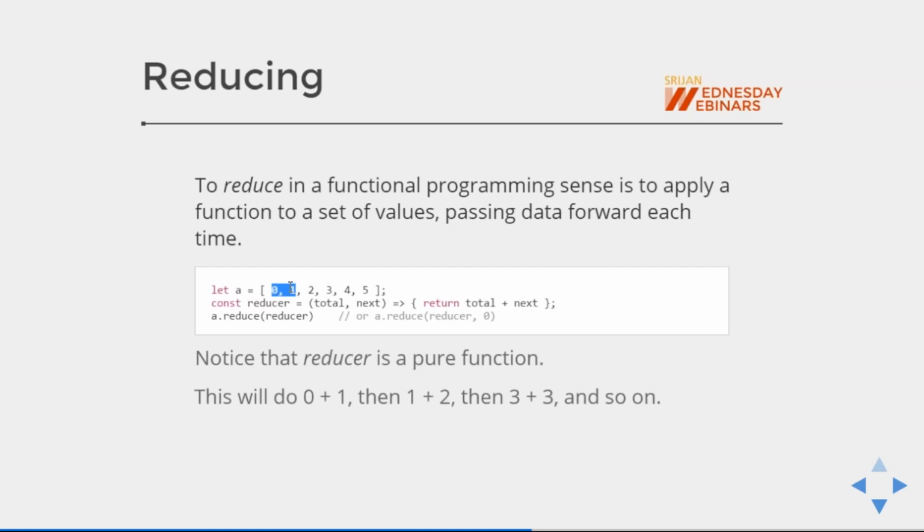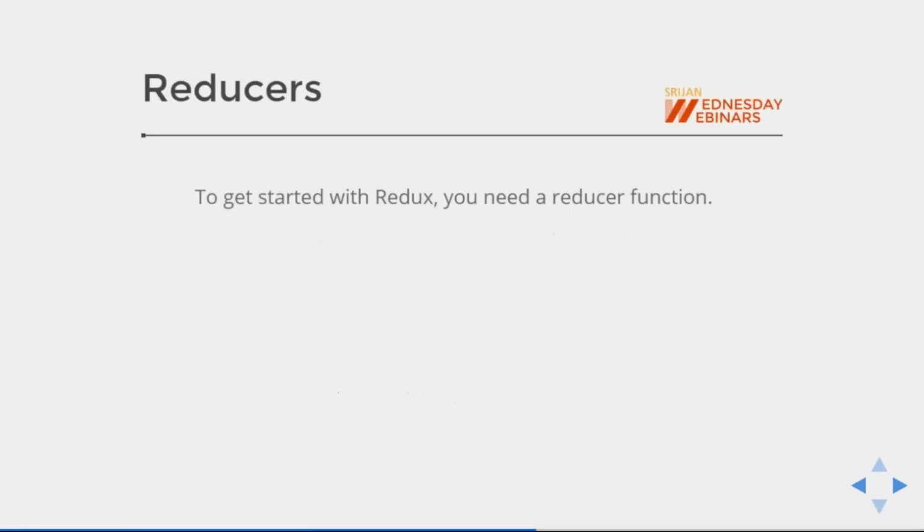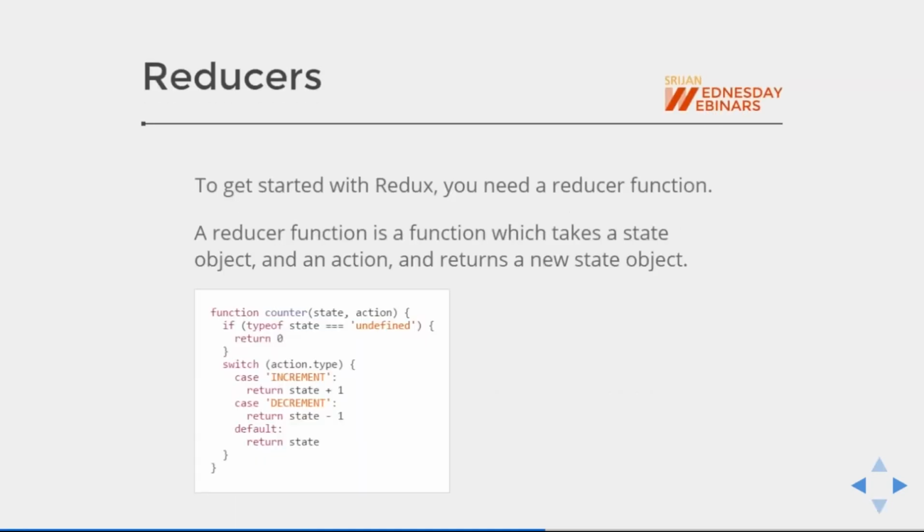It will do some action on the current state, and it will return the new state to you. So there are three components: store, actions, and reducers. So let's talk about the reducers. This is a simple example. You can call it a reducer.